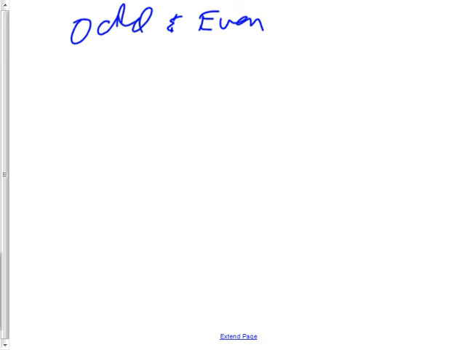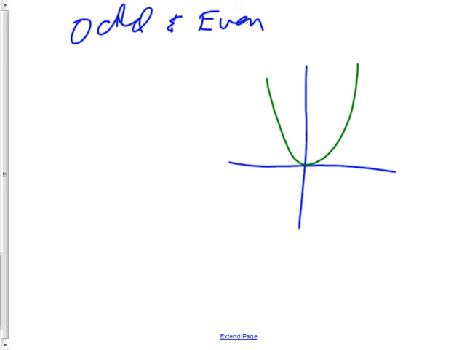The odd and even identities. Okay, let's talk about those for a second. Do you remember that x squared looks like this? Was that considered even or odd? It's even. And that's this, which was x to the third, was considered odd, right?